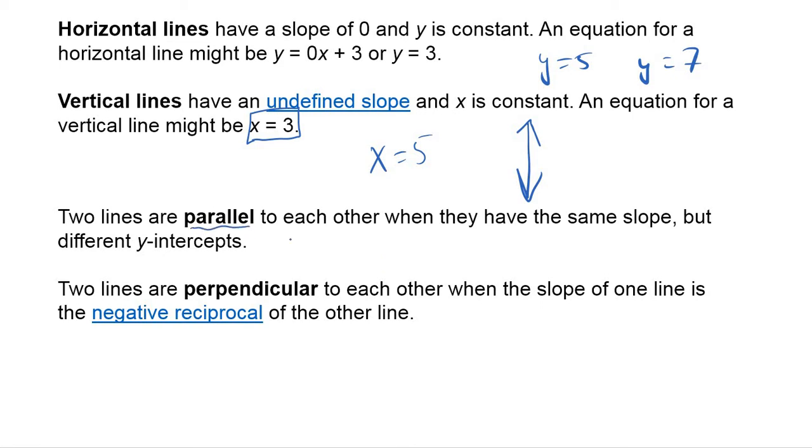Now, parallel lines, you know they never cross. Well, they have the same slope, okay? That's how they're not going to cross. They have the same slope, different y-intercept, of course, but same slope.